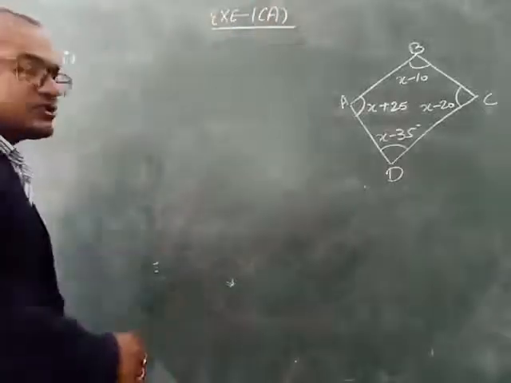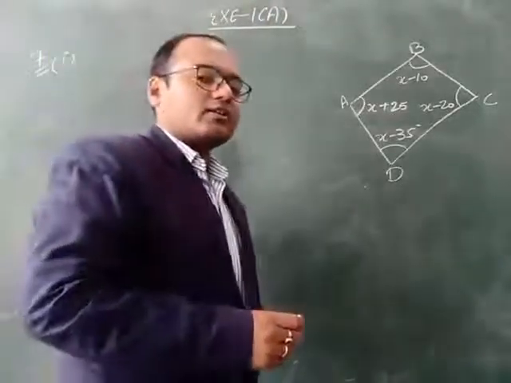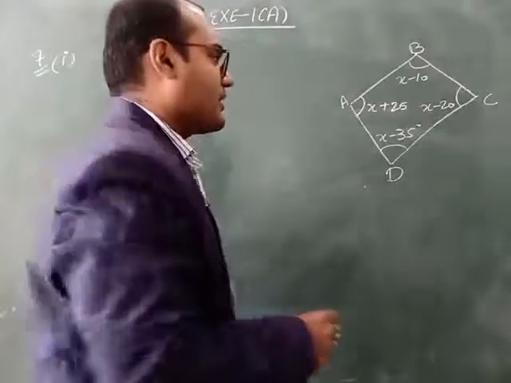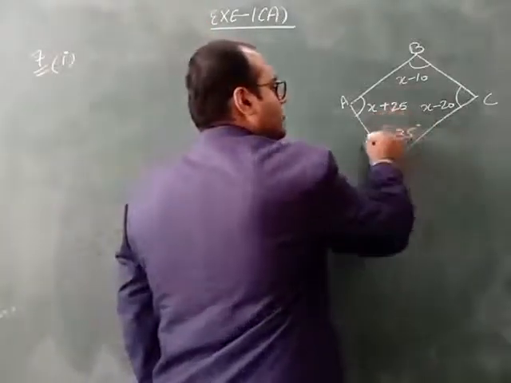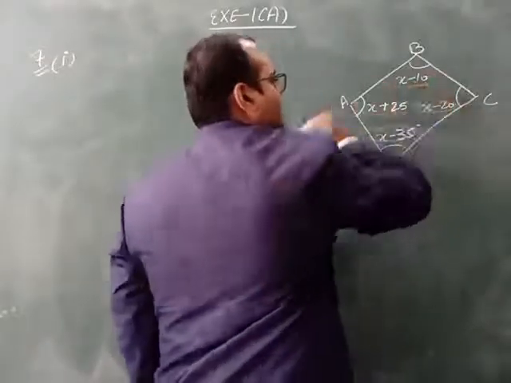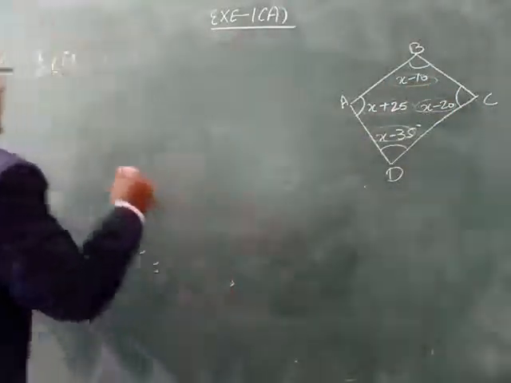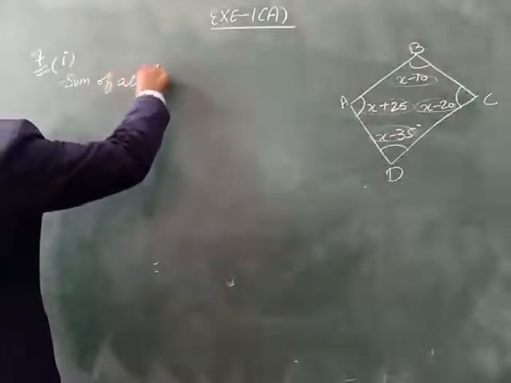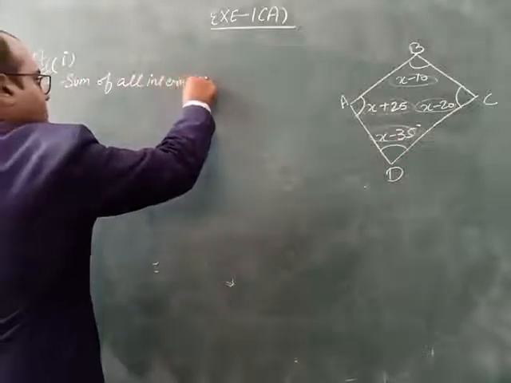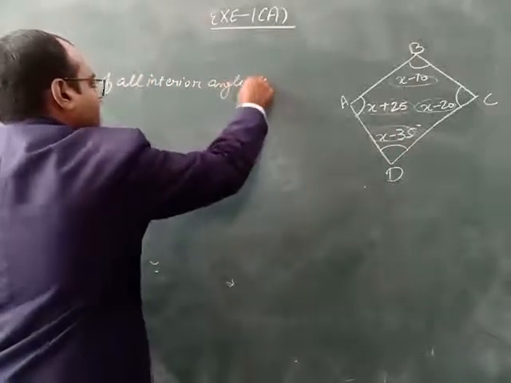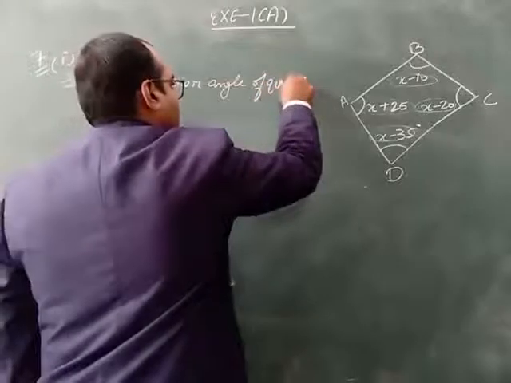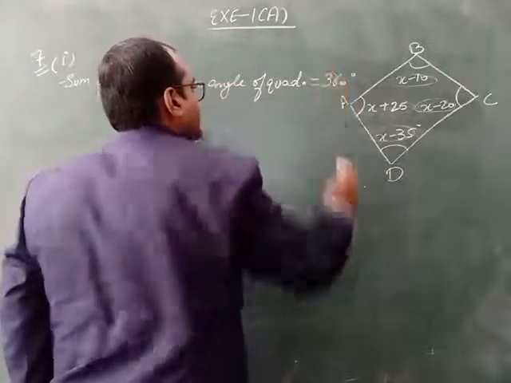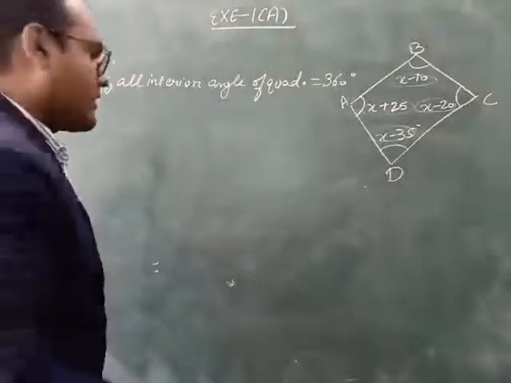This is a four-sided figure, that means it is a quadrilateral, and all the four interior angles are given here, but the values are in terms of x. We have to find the value of x. So the same property we will use: the sum of all the interior angles of a quadrilateral is 360 degree.